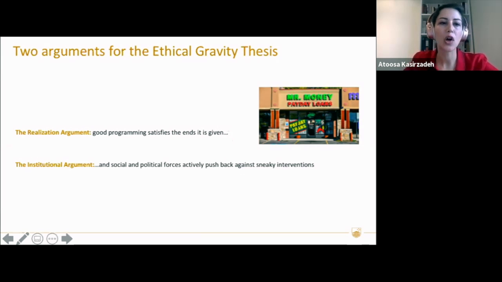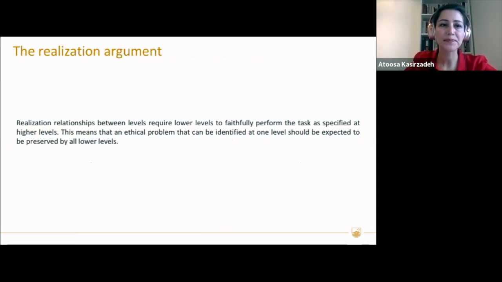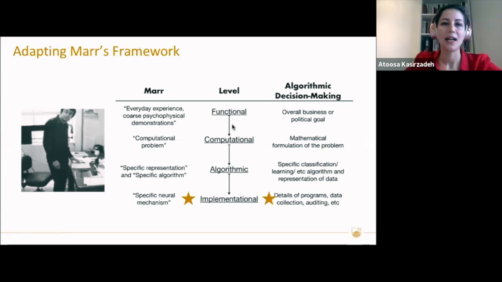The first one, we call it the realization argument. And the second one, we call it the institutional argument. So the realization argument in a nutshell says this: if you remember when I presented, let me just go back to the slide, there are these arrows that show some relations between these levels of analysis. With respect to a realization argument, we want to say that the nature of these arrows can be understood as being realization relations.